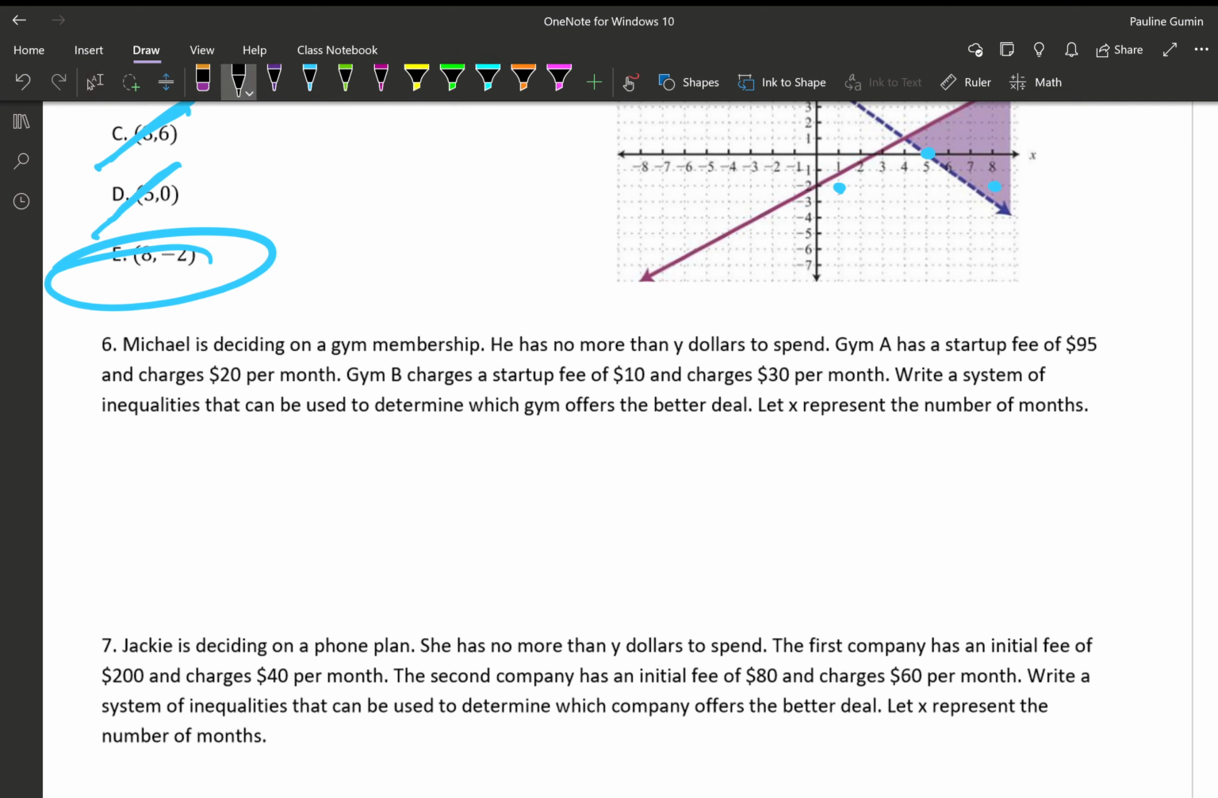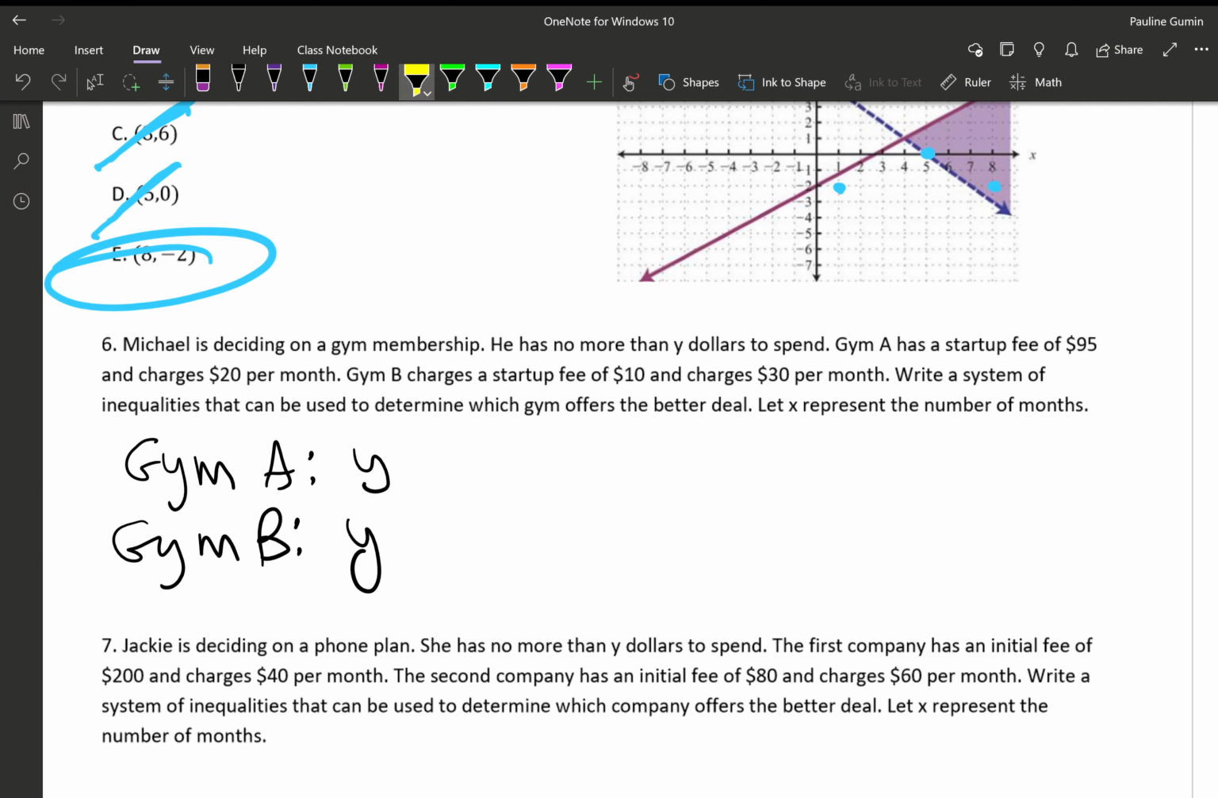Okay. So Michael has Y dollars. So gym A, gym B. We start both gyms out with a Y amount of dollars because that's all that Michael has. Now, he cannot spend more than Y dollars. And what that means is he can spend less than that. Why not? He just can't go over his budget. He can also spend exactly Y dollars, so greater than or equal to. So our spending, which we'll write next, is going to be less than Y dollars.